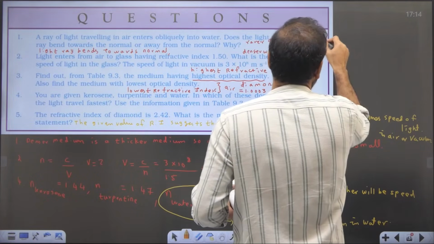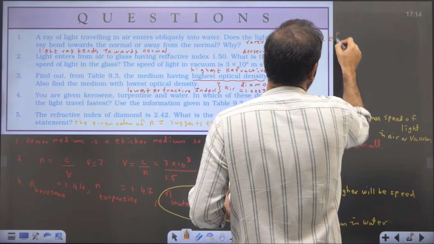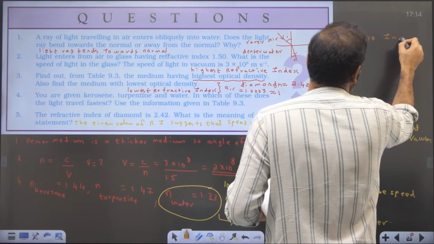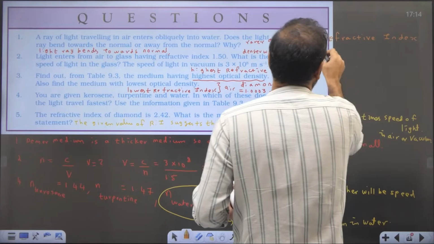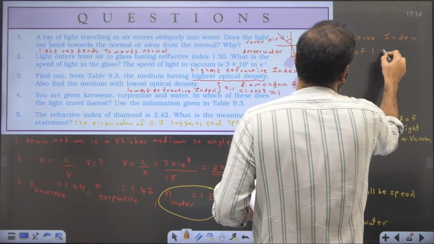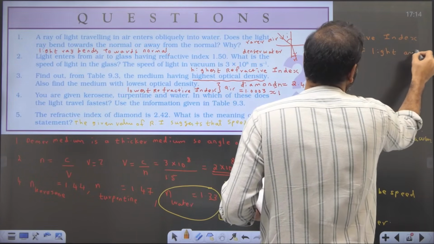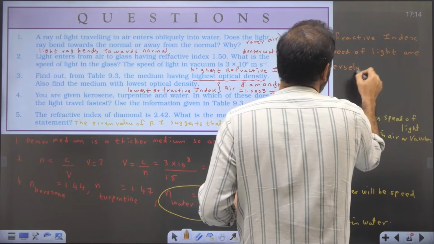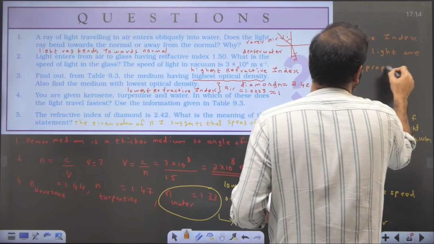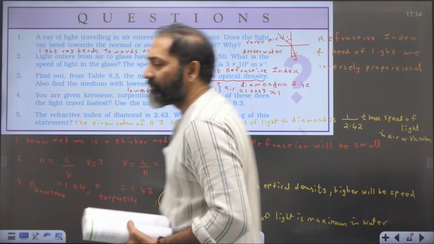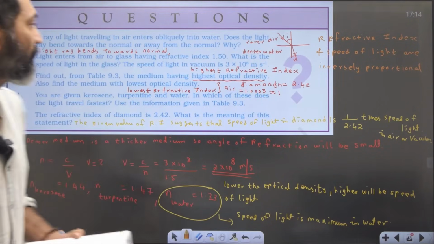Our conclusion, refractive index and the speed of light are inversely proportional. So, higher the refractive index, minimum will be the speed of light. Okay.